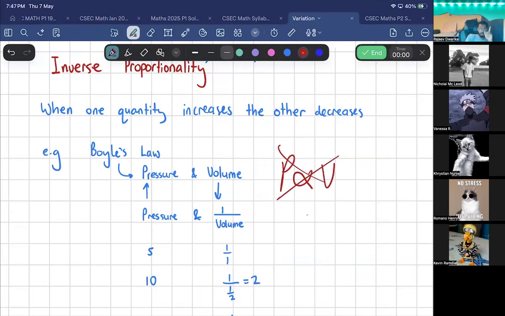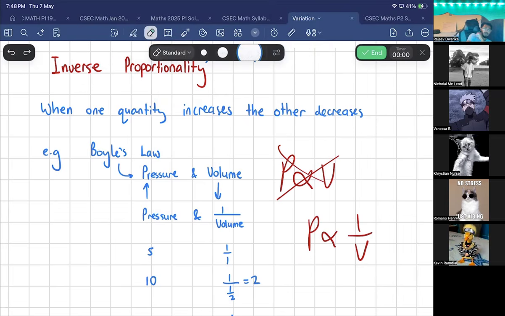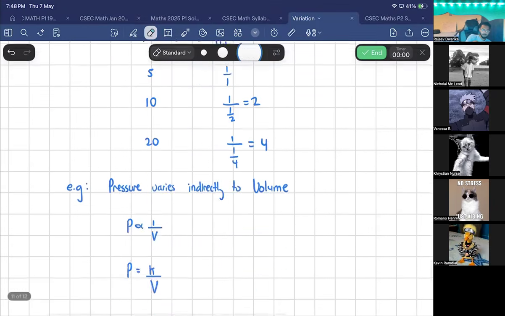However, I could say that pressure is proportional to 1 over V, which is the inverse of volume, because 1 over V is the opposite of V. And that's the whole gist of inverse proportionality. Instead of saying one is proportional to the other, you're saying that one thing is proportional to the reciprocal of the other. So let's look at some more examples.